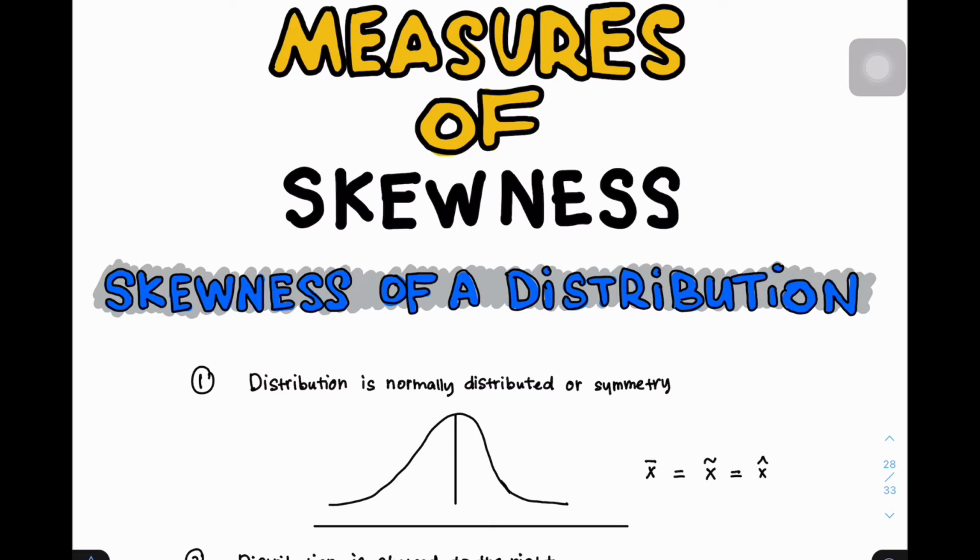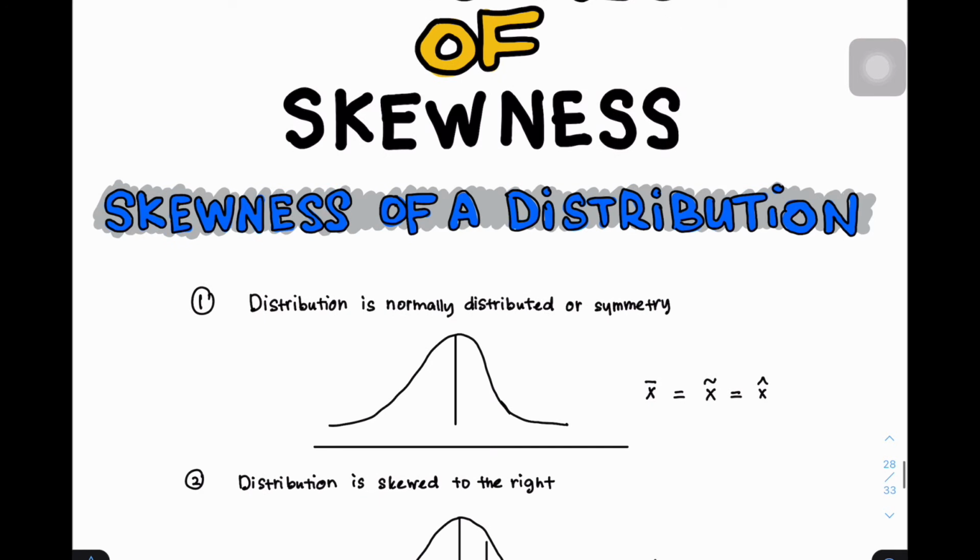Yang first distribution is normally distributed. Okay, normally distributed ataupun kita panggil dia symmetry. So dia akan menghasilkan bell curve yang macam ni lah. Ini dipanggil normally distributed. Kalau awak tengok belah kanan dan belah kiri dia sama.